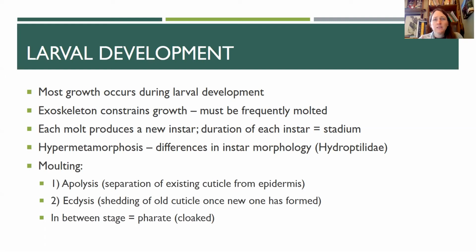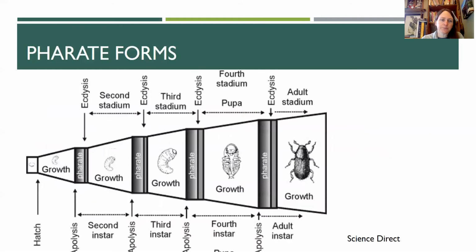So at each instar, when it reaches its max, it goes through this molting process, and there's a few different stages. There's apolysis, which is the separation of the existing cuticle from the epidermis. And then there's ecdysis, which is the shedding of the old cuticle once a new one has formed. And this in-between state, when an instar is molting and has developed a new cuticle and is shedding the old one, we call being in a pharate or a cloaked stage.